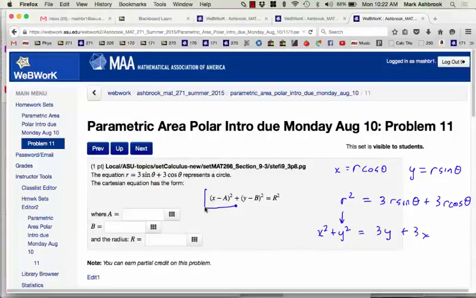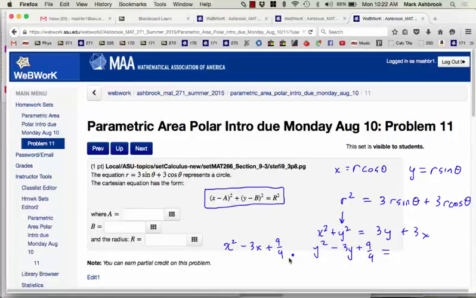So now we need to get it in the form of a circle. So that means we need to move everything over to the left and complete the square. So we're going to have x squared minus 3x and y squared minus 3y. To complete the square, you take half of the coefficient of x and square it. So half of -3, halved and squared, is 9/4. And same thing again, another 9/4.